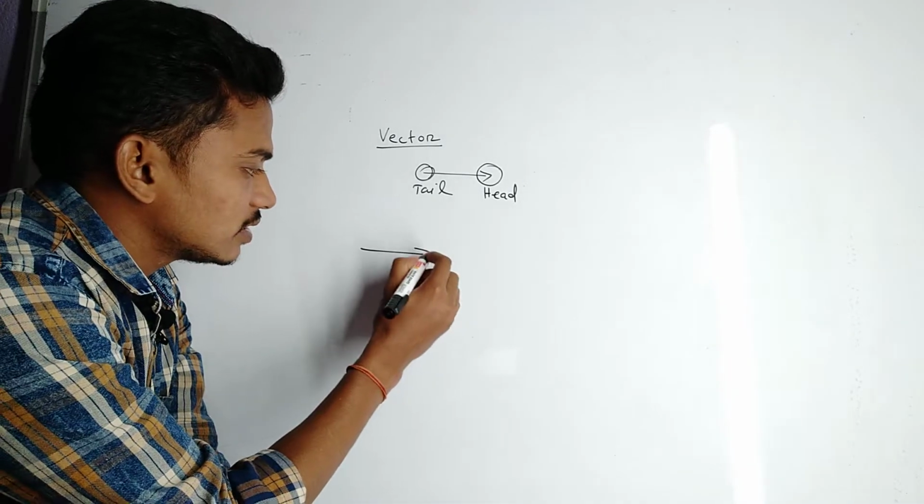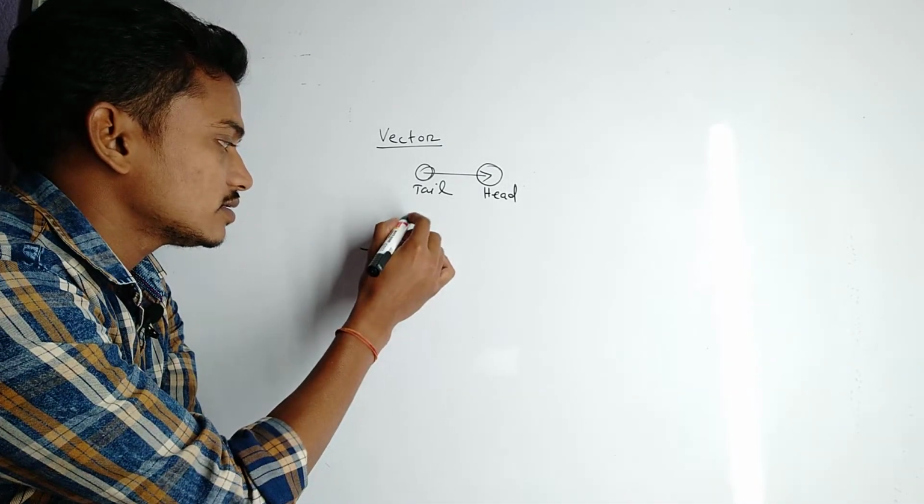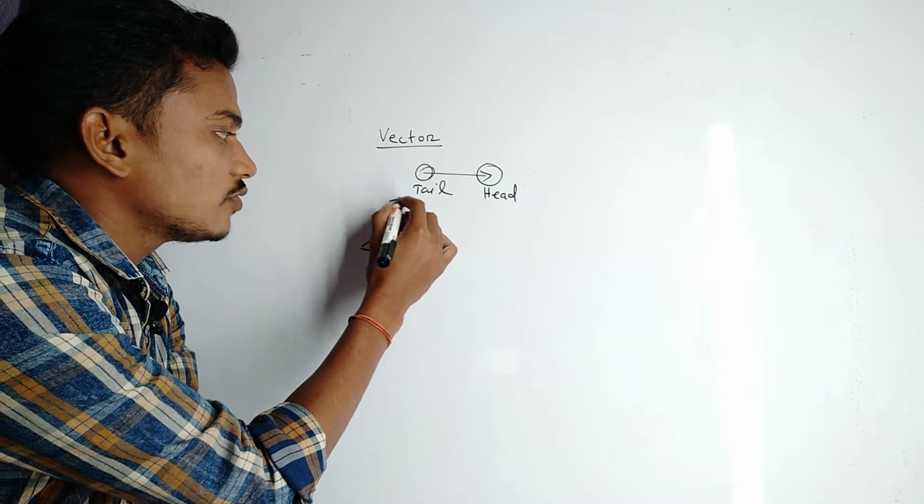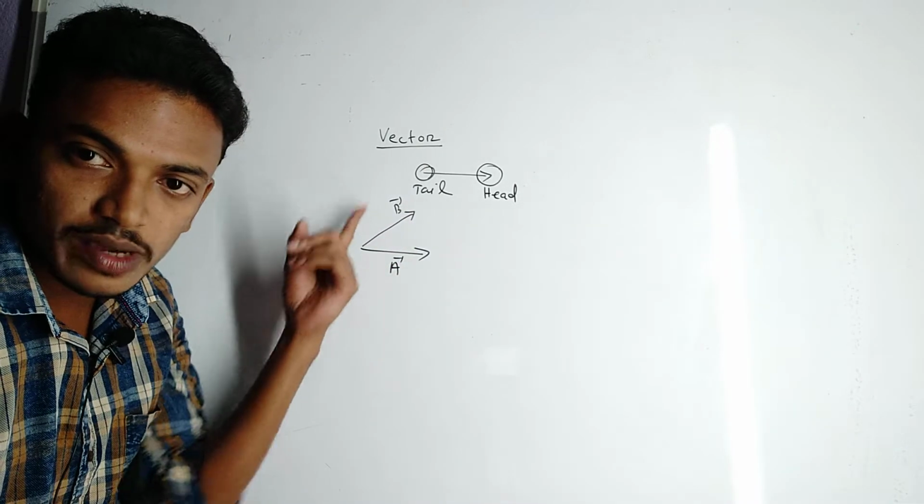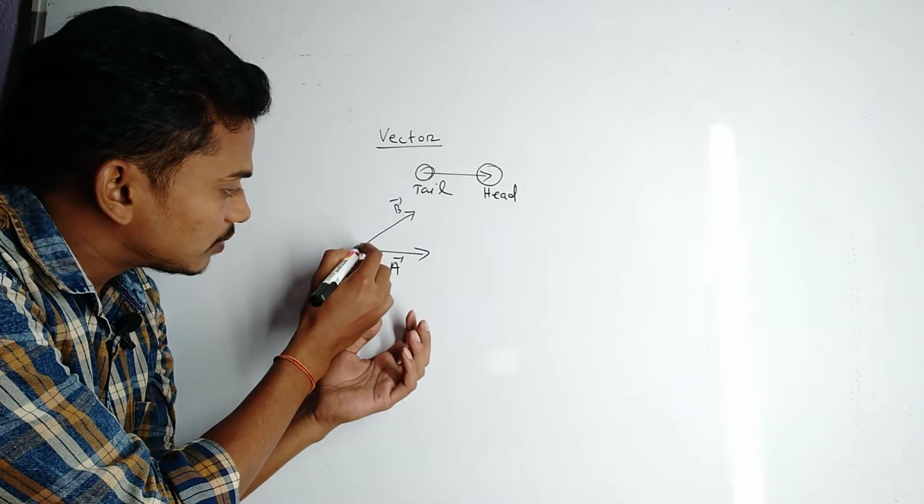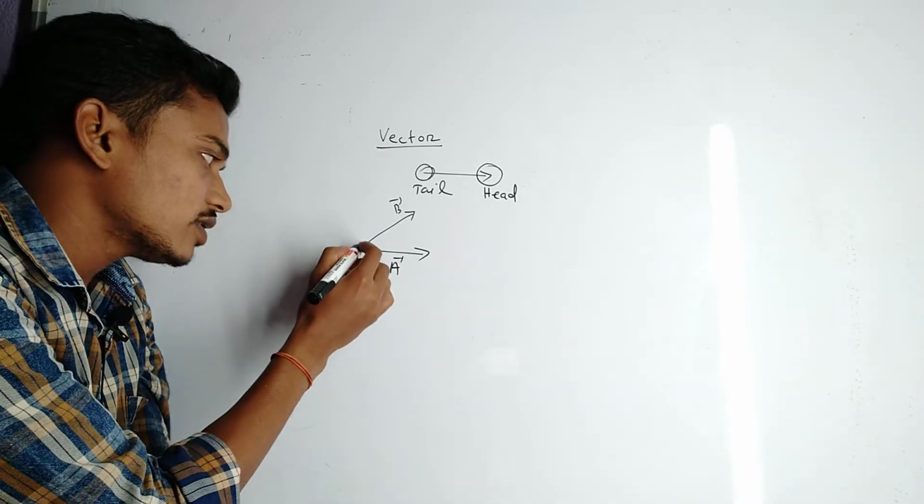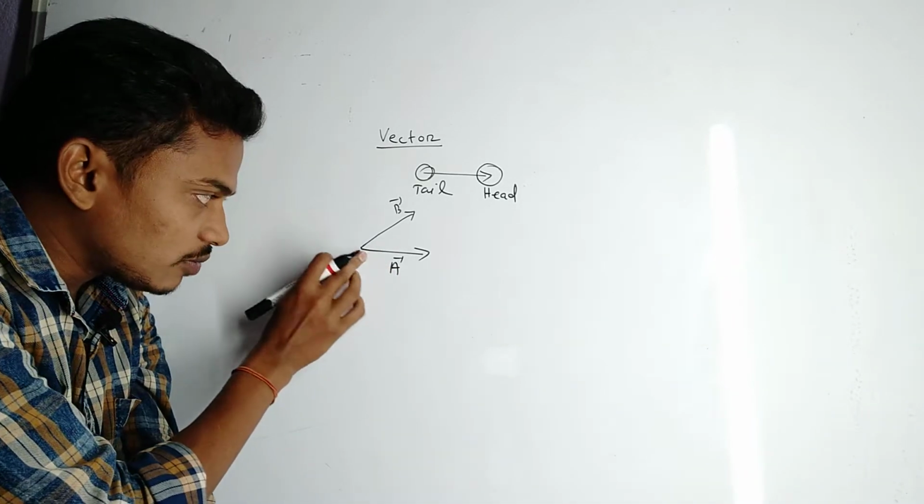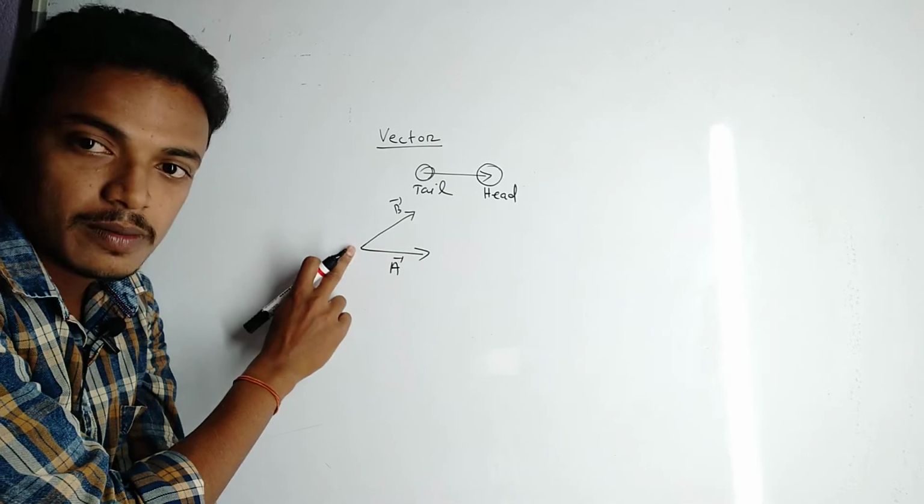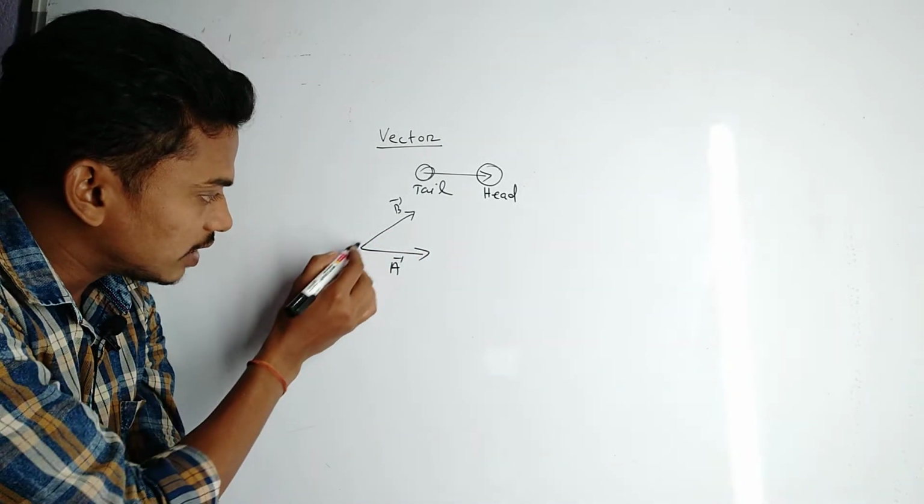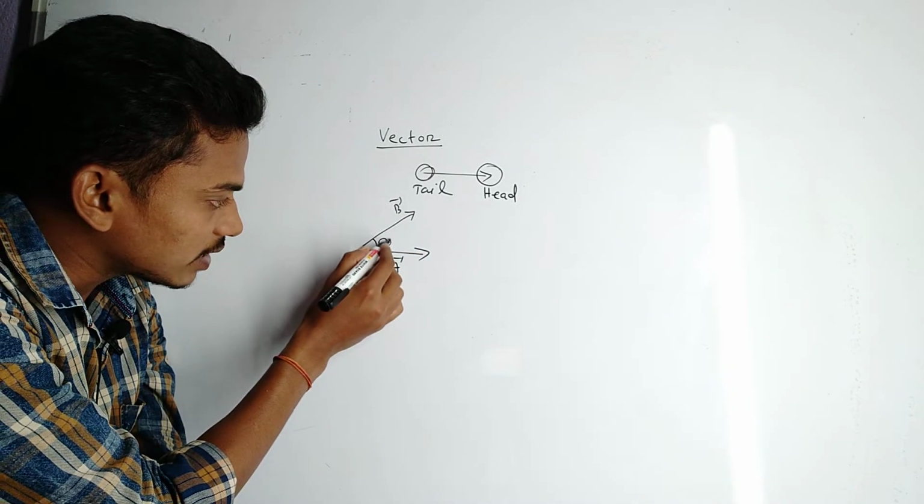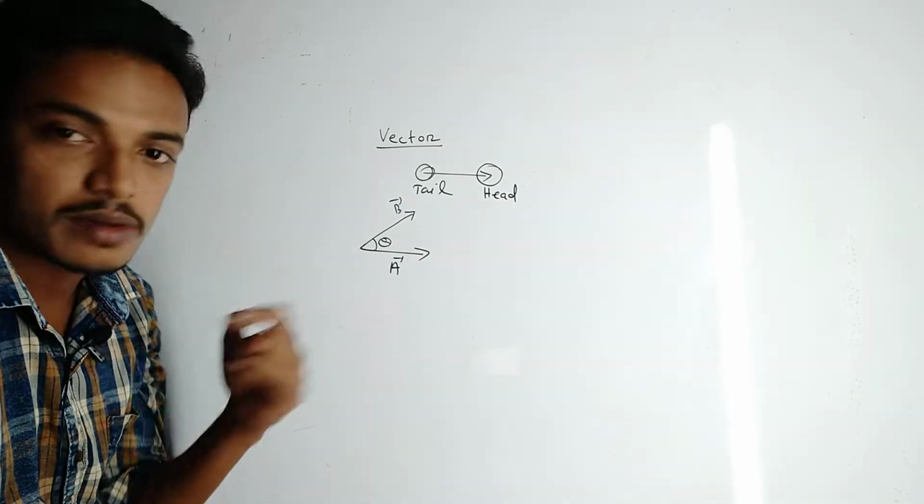Suppose there are two vectors, a and this is b vector. To find the angle between these two vectors, we have to join the two vectors tail to tail, meaning the tail of one vector must be connected with the tail of the other vector. So this is the tail connection, and this will be the angle theta. This is the angle between a and b vectors.